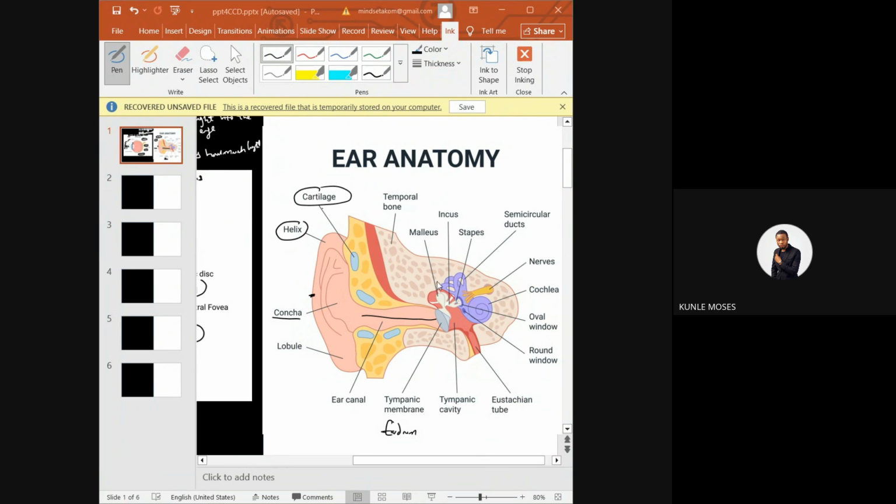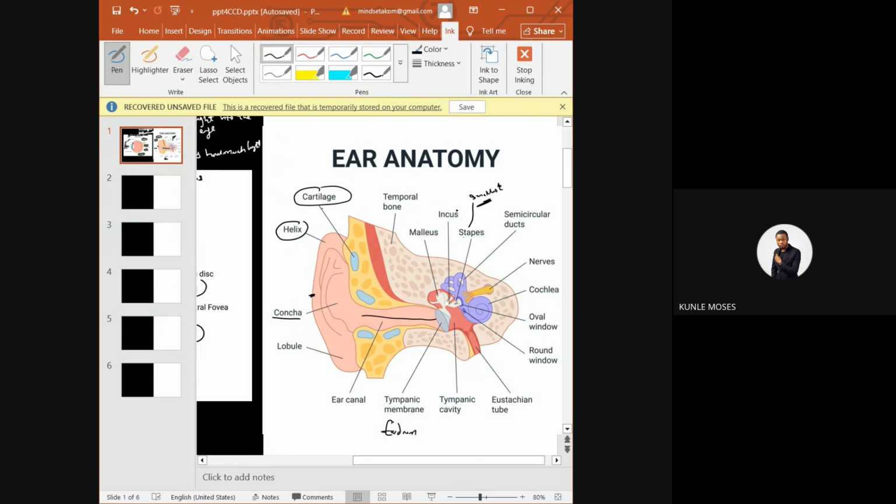Which other one? The malleus here. Assuming we can see a diagram, it looks like a hammer. It is the first small bone that is attached to the eardrum. In case they ask you, we have the malleus, we have the incus, we have the stapes. They are the bones that are attached to this guy here. And in case they ask you, the stapes is the smallest bone.